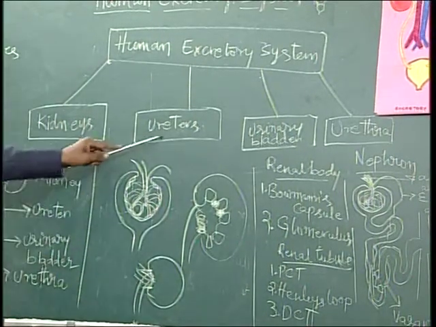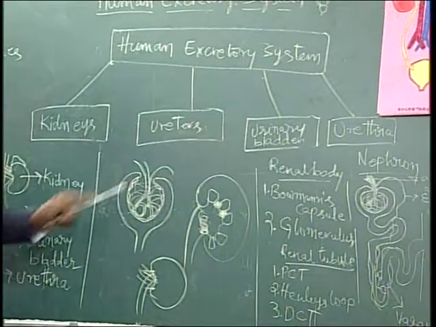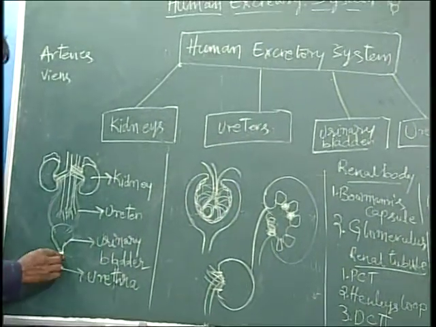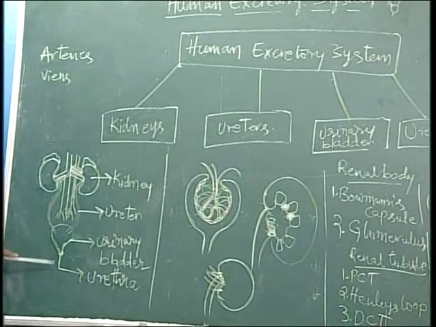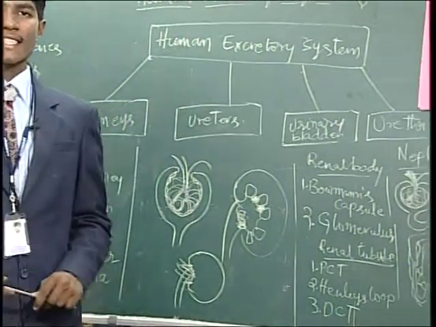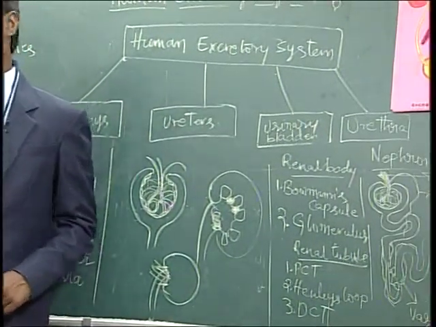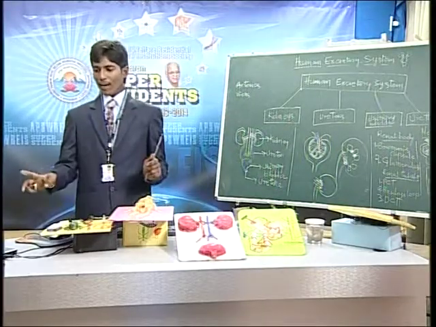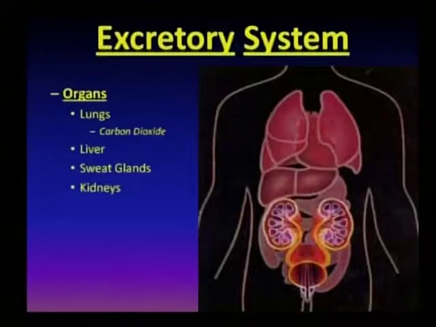See here, this is about ureters, and the urinary bladder stores urine, and the urethra passes out the urine which is present in the urinary bladder. Friends, this is about the human excretory system. See here the other organs: lungs, liver, sweat glands and kidneys. These are also other organs participating in excretion.